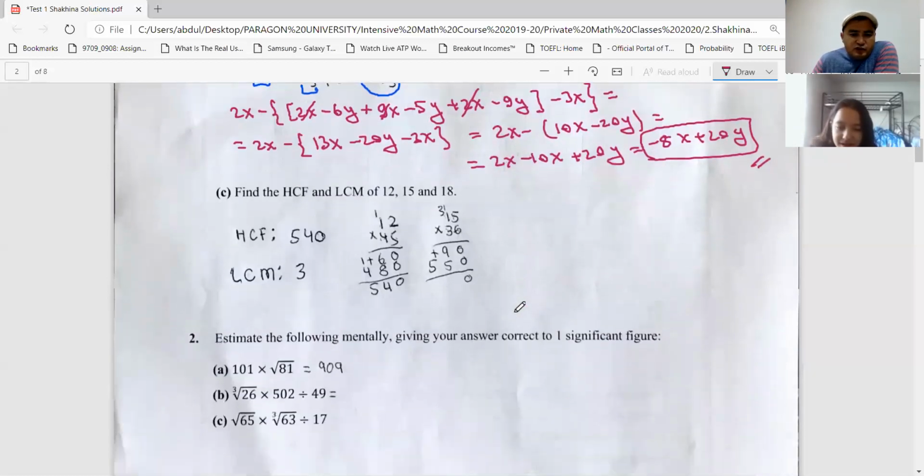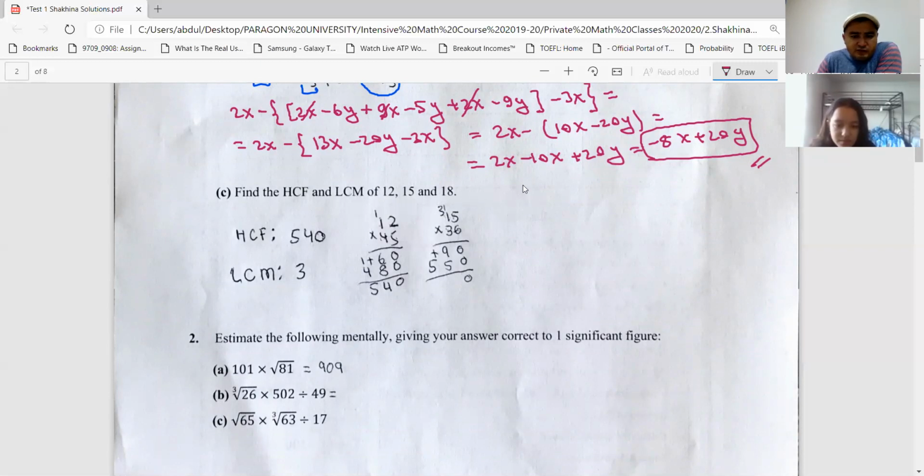All right, another question. Find the highest common factor and least common multiple of 12, 15, and 18. Yeah, for the highest common factor, I don't know how to do it. Maybe you have never done this before. To do this one, Shahina, look, it's very simple. I'll just show you that method.